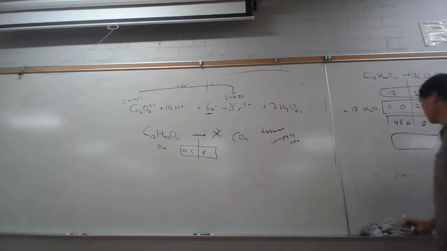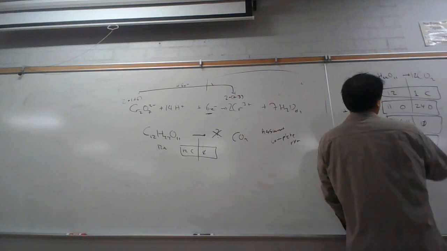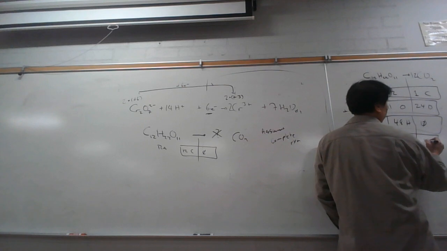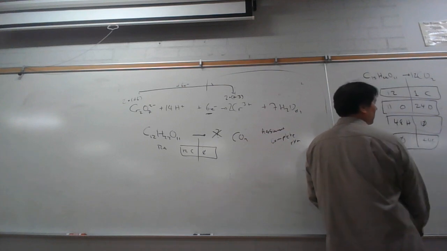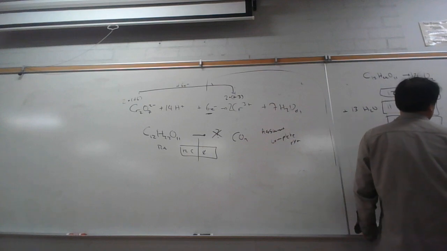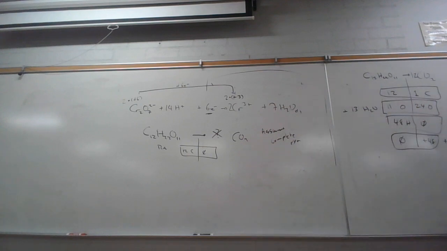And then the charge. Charge is going to be 0 here and plus 48 here. And so how many electrons do I get? 48. So this is electron rich. 1 mole of sucrose yields 48 moles of electrons. That's electron rich.